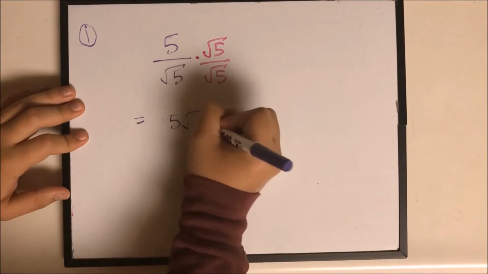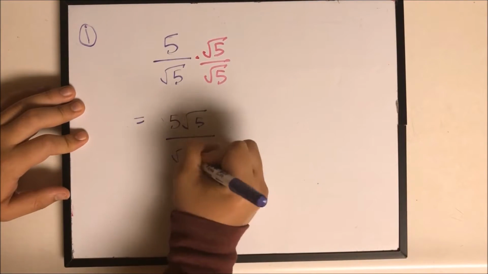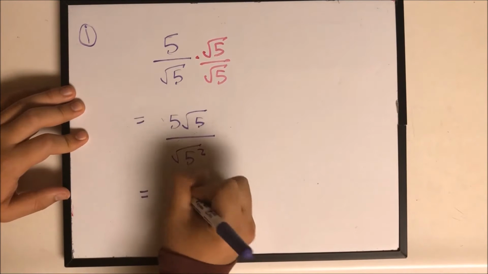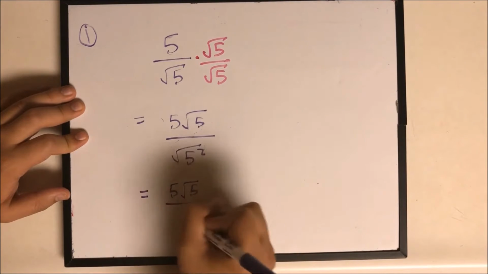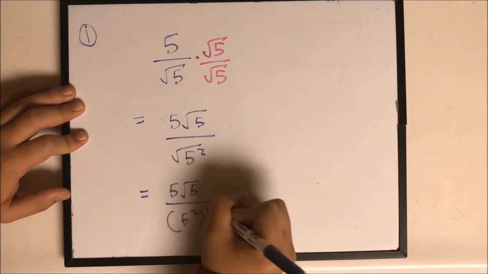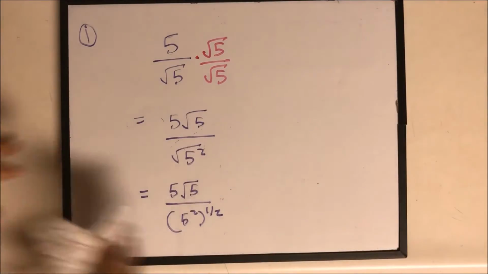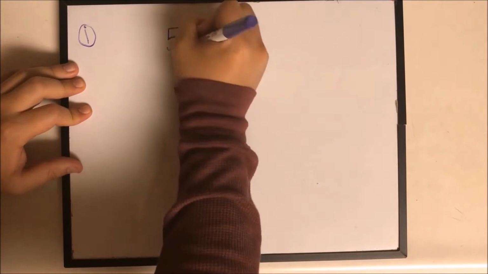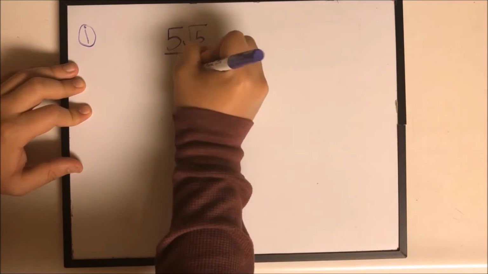This yields 5 times the square root of 5 over the square root of 5 squared. The denominator is equivalent to 5 squared to the 1/2 power, and the powers are multiplied together, which leaves us with 5 to the 1 power. This yields 5 times the square root of 5 over 5.